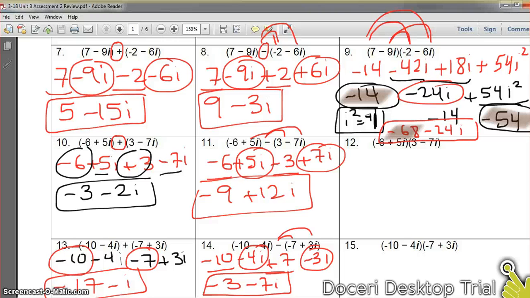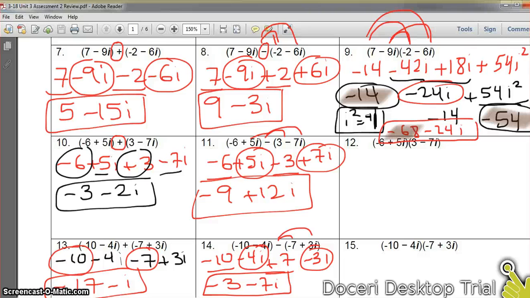And the reason why I have a negative 54 is that I got it from, let me choose a different color, I got it from adding those two negative numbers, and the middle one, you just copy it because there's nothing to add to negative 24i. So that's going to be your final answer.